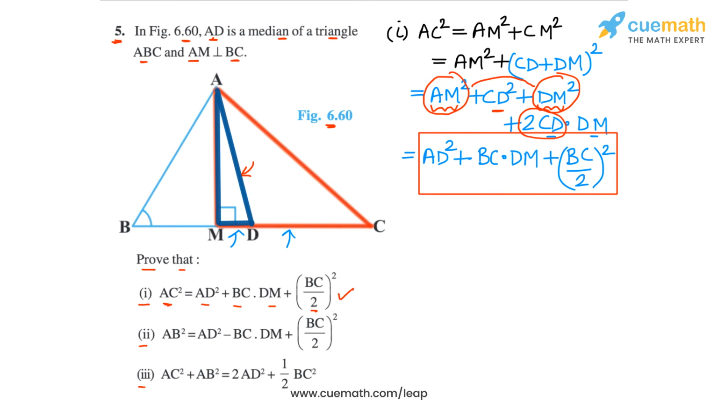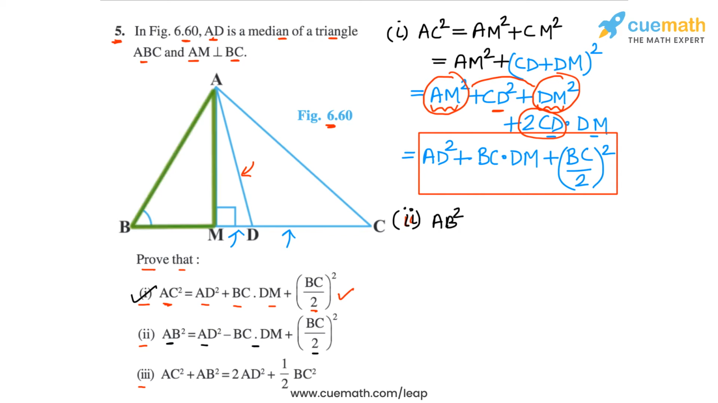Okay. Now similarly, let's come to part 2. So we have completed part 1. Now in part 2, we have to write an expression for AB square. We have to prove that AB square is equal to AD square minus BC into DM plus BC by 2 whole square. So this is very similar to the first part. To write an expression for AB square, we observe the figure and we see that if we apply the Pythagoras theorem to triangle ABM now, we can write an expression for AB square.